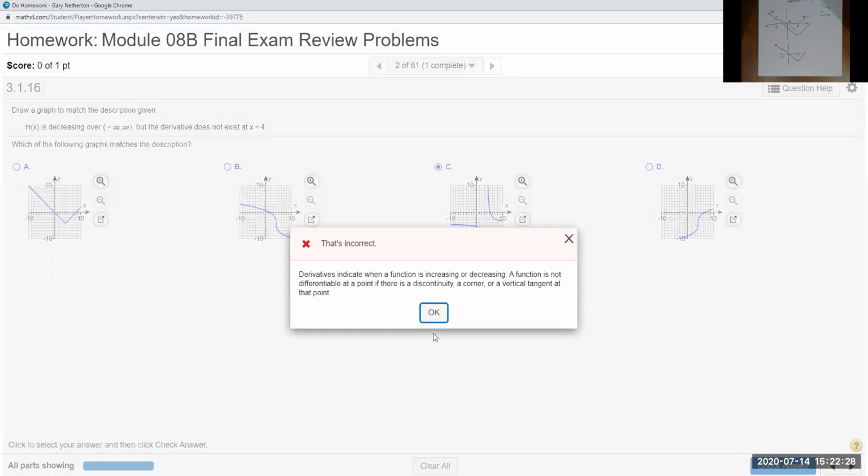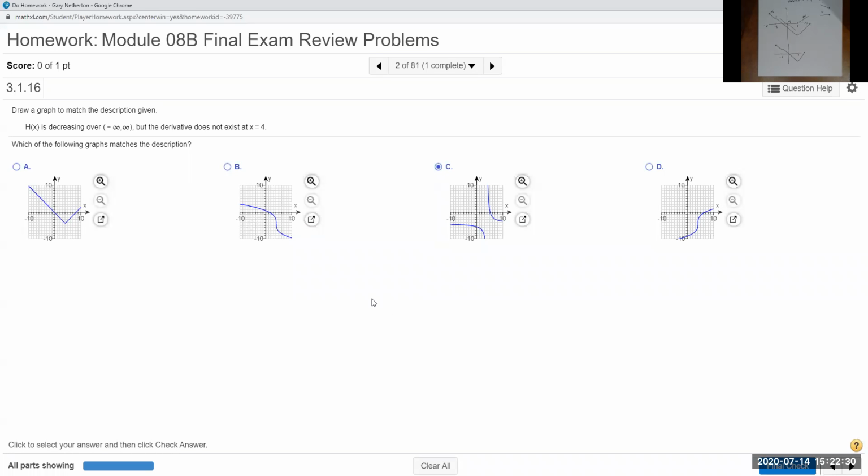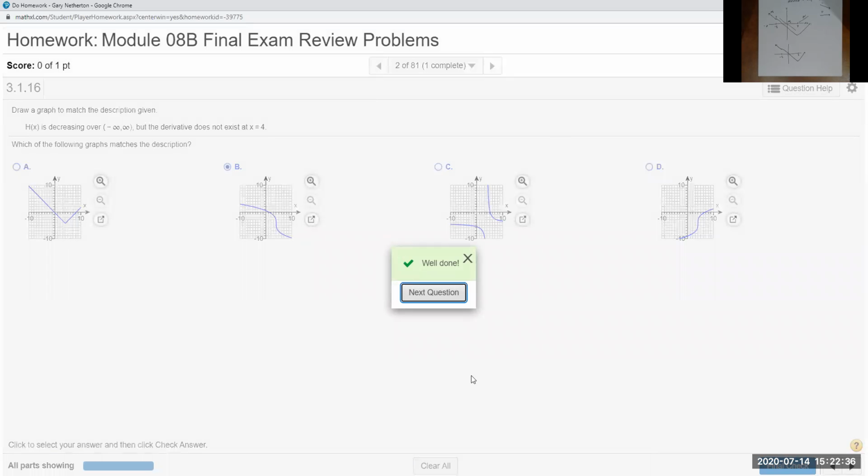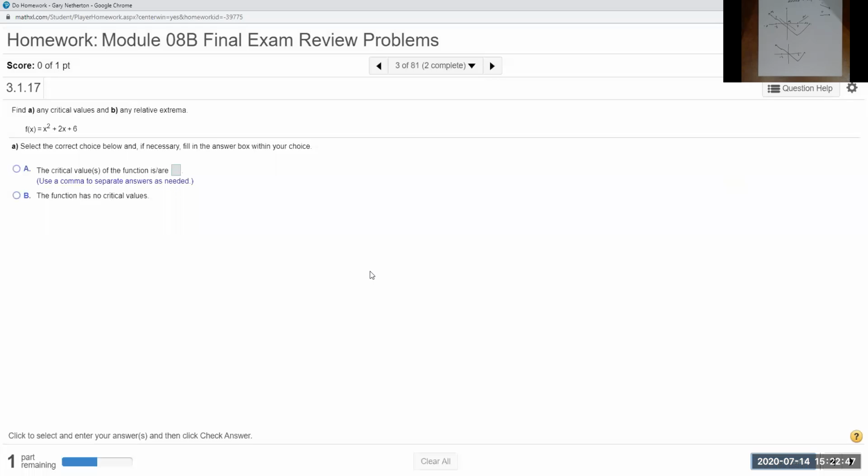And it doesn't like it. So actually, if I chose B, that's correct. So once again, this is a matter of definitions, what they mean when the derivative does not exist. So in my opinion, it could be either one, but in this case, it actually was B.